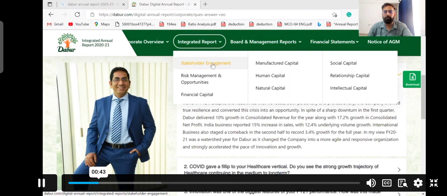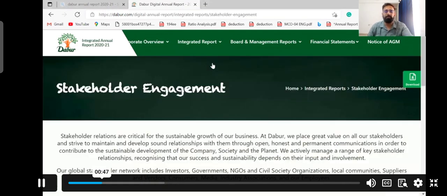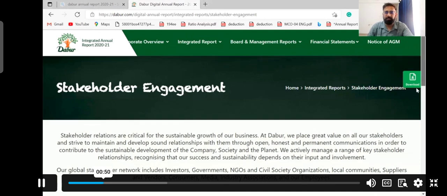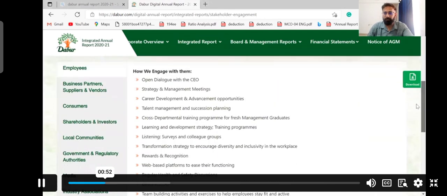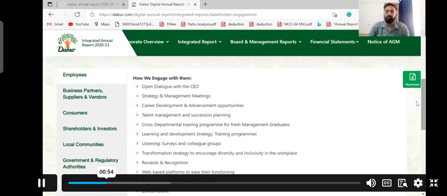In the integrated report, the first section is stakeholder engagement. What actually is stakeholder engagement, you can see here. Who can be the stakeholders of a company? We have already seen employees, shareholders, suppliers, lenders, local community, media, etc. They all are stakeholders, right? Any person who is directly or indirectly affected by the company will be treated as a stakeholder of the company, right?